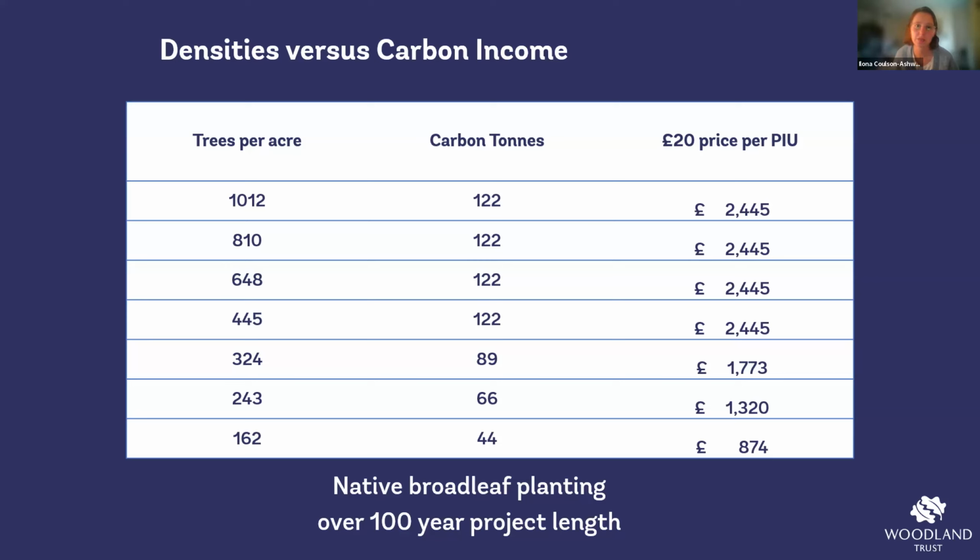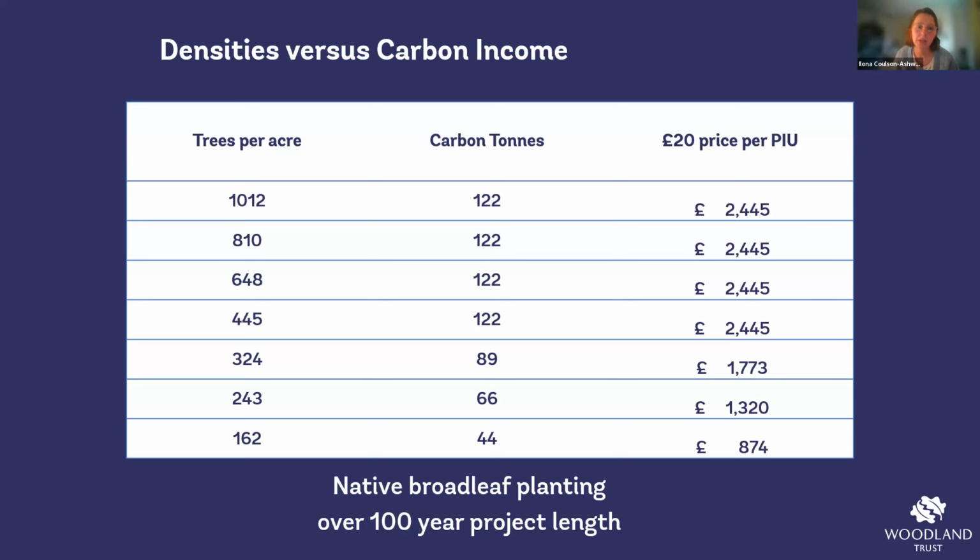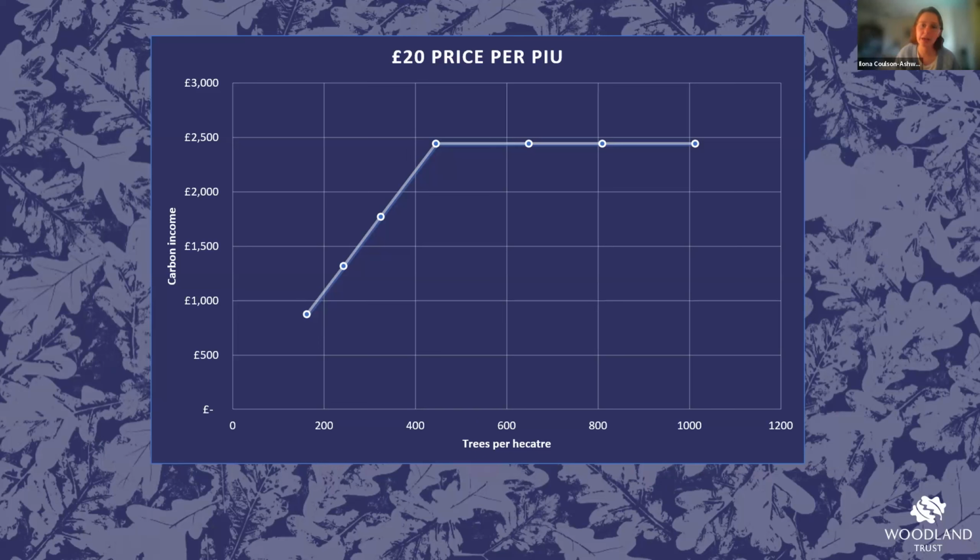Obviously, the shorter the project length, the lower the amount of tons of carbon you've got, and therefore the lower the income. But you'll see there's a cut-off around 1,100 stems per hectare, or 445 trees per acre, in terms of the carbon calculator predictions, where you can go more dense than that and it doesn't make too much of a difference to the carbon. But obviously introducing thinning would have another impact on your carbon sequestration as well.